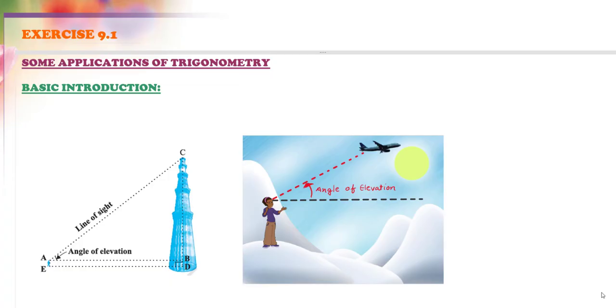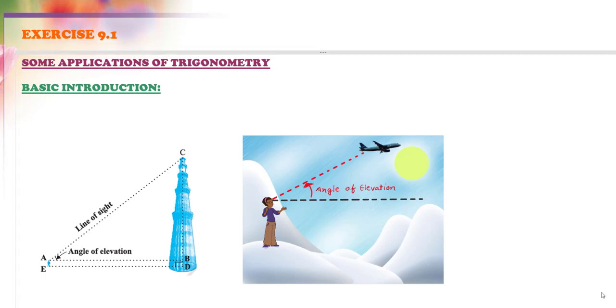So there are some basic terms like angle of elevation. So what is the angle of elevation? If the object is above the level of the eyes, that is, above the horizontal level of the eyes, then we have to raise our eyes upward to view the object. In this process, our eyes move through an angle upward from the horizontal line. This angle is called the angle of elevation of an object.